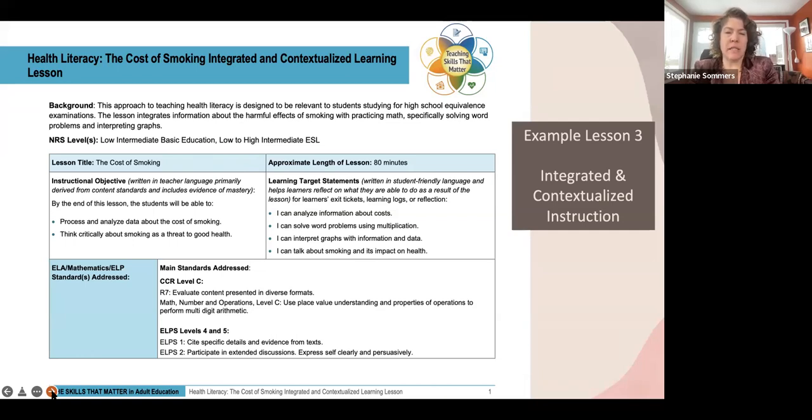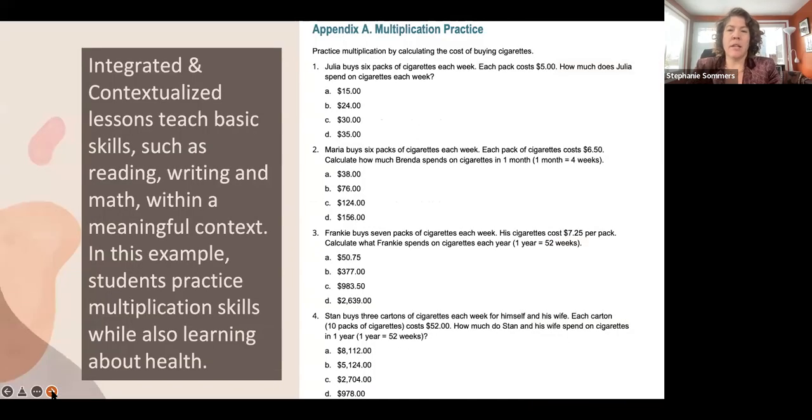So in this lesson, students are practicing some math skills where they are thinking about how much money could be saved by quitting smoking. And so here is the appendix for this particular lesson, and it's focusing on multiplication practice with some word problems. If multiplication is not where it's at for your students, there are ways you could adjust this and have them focusing maybe on a different type of math skill.